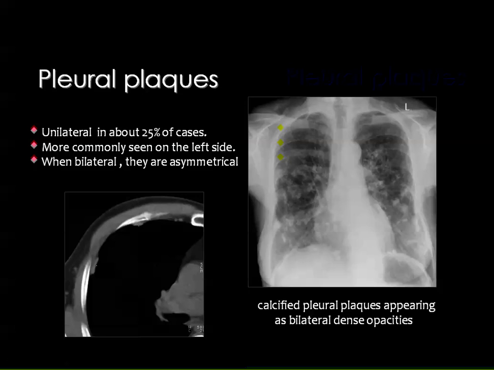Then the pleural calcifications are usually bilateral, unless they are the sequelae of a specific unilateral infection like TB, for example, and commonly they may be seen on the left side, and whenever they are bilateral, they are usually asymmetrical.